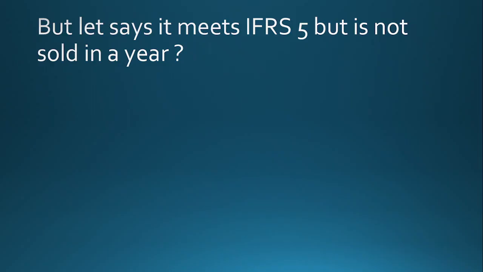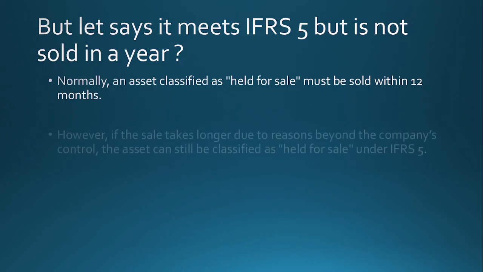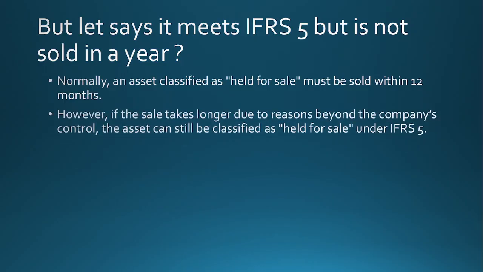So what are we going to do now? Do we change the asset now because we couldn't sell it within 12 months? Do we reclassify the asset because we couldn't sell it within 12 months? Well, you don't. Because if the sale did not happen because of reasons that were outside the company's control, then continue classifying it as a non-current asset held for sale.